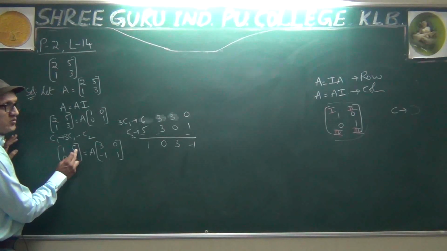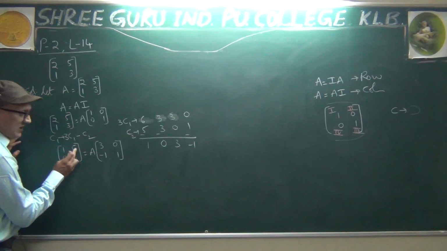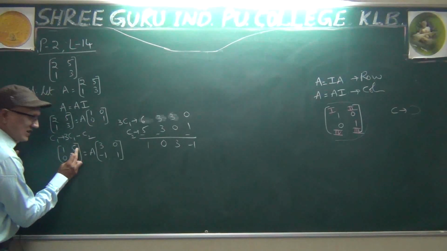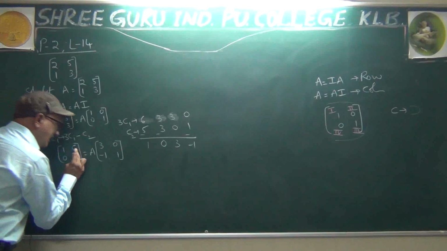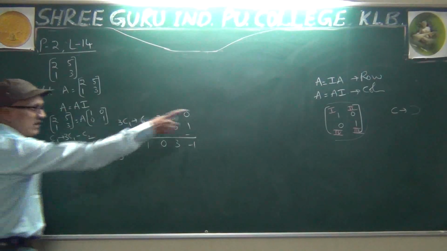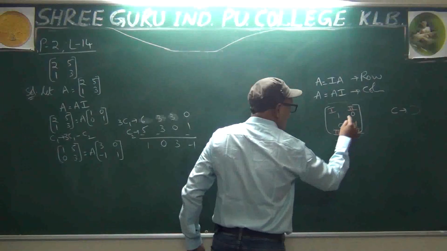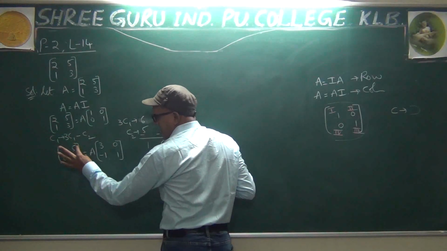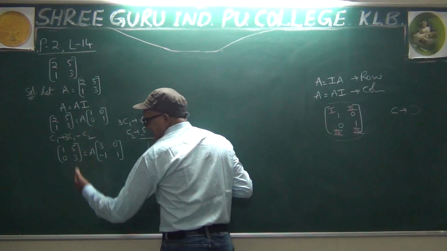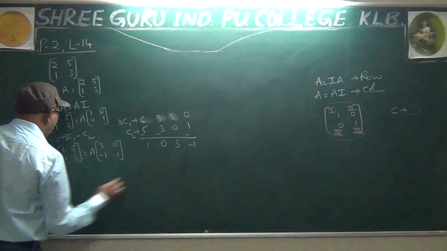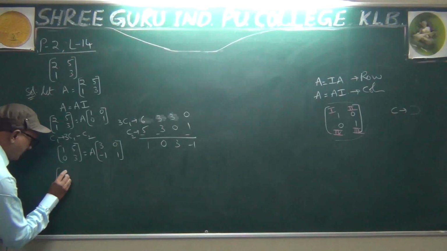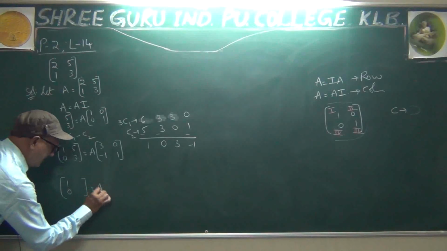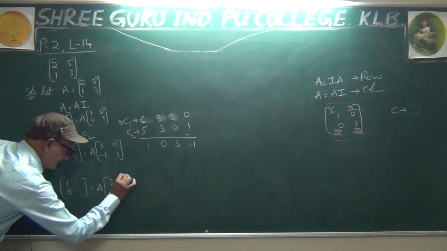Next numerator is 2. Where it is? It is at this place. Numerator 2, there we want 0. Roman letter 2 we want 0. Where it is? It is in the second column. Nothing happened to the first column. Keep the first column as it is.